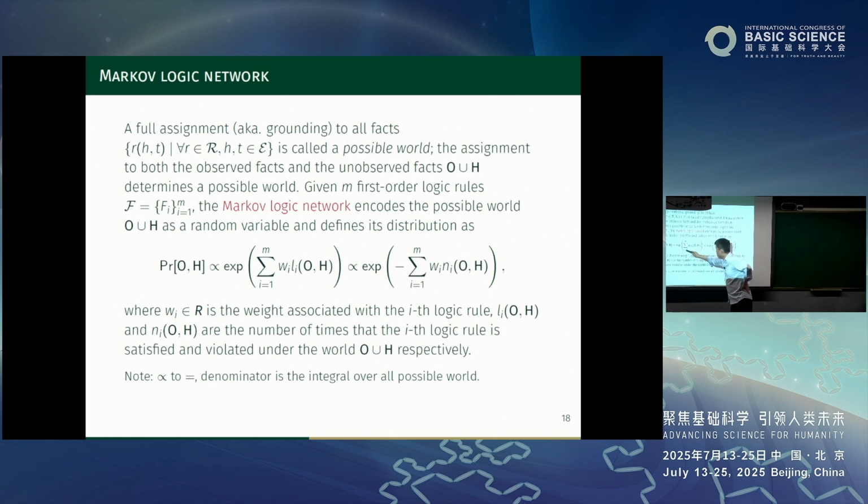You have the normalizer below here, right? And also this one, n_i. n_i means how many times this rule is violated, right? In the end, when we do the optimization, we are using this form. You try to say, I want to maximize this joint probability, then I want to minimize this one, or take this potential.